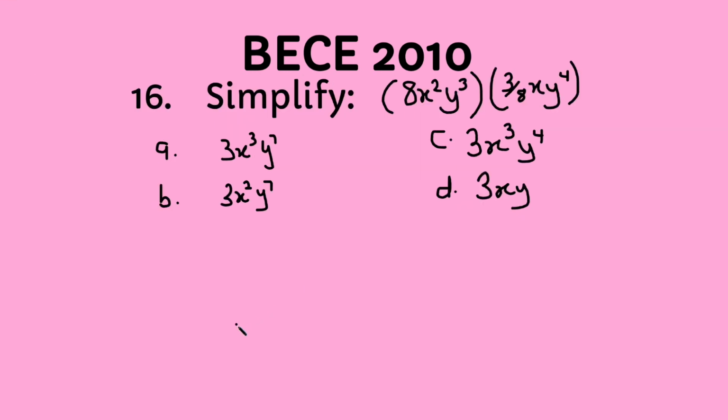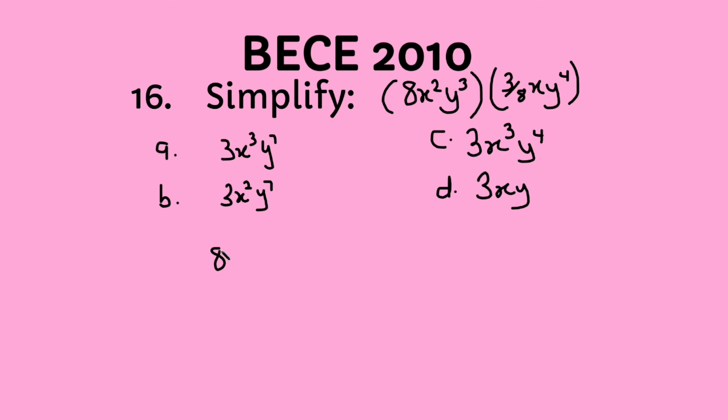For question 16, we have to simplify 8x squared y to the power 3 times 3 over 8x y to the power 4. Now, with powers of numbers, once we are multiplying, what are we told? We are told that the powers of the numbers would be added in the case of multiplication, and in the case of division, they would be subtracted.